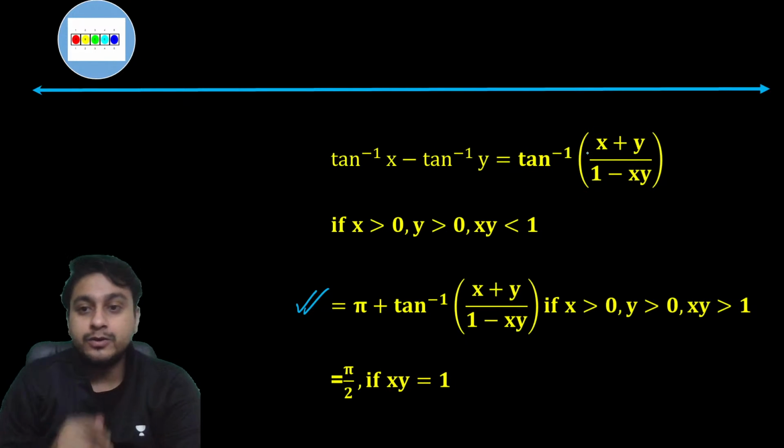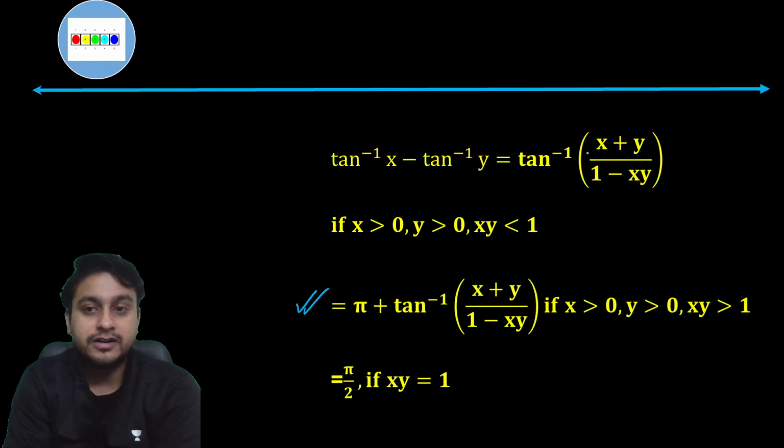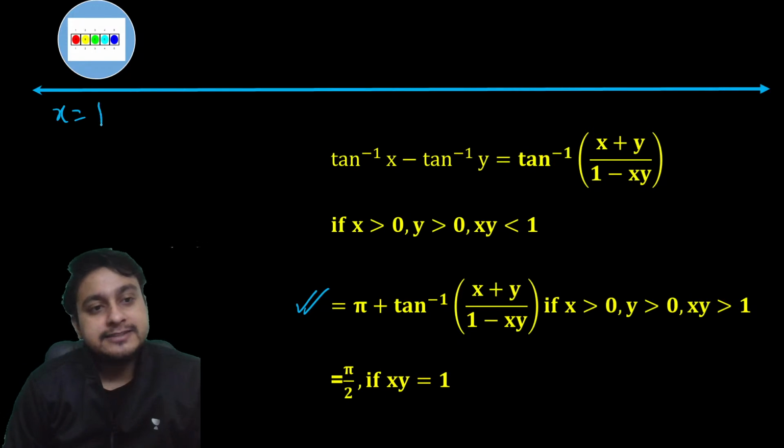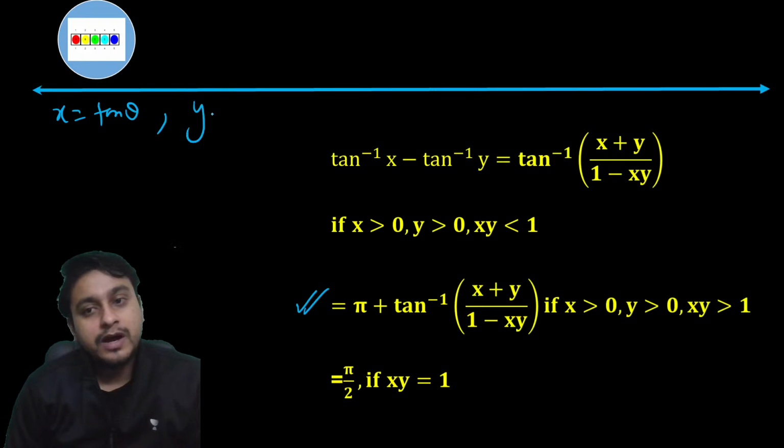So guys, how would we do it? It's a pretty easy thing. It's not at all a difficult one. So guys, again we'll put here x as tan theta and y as tan phi, right?